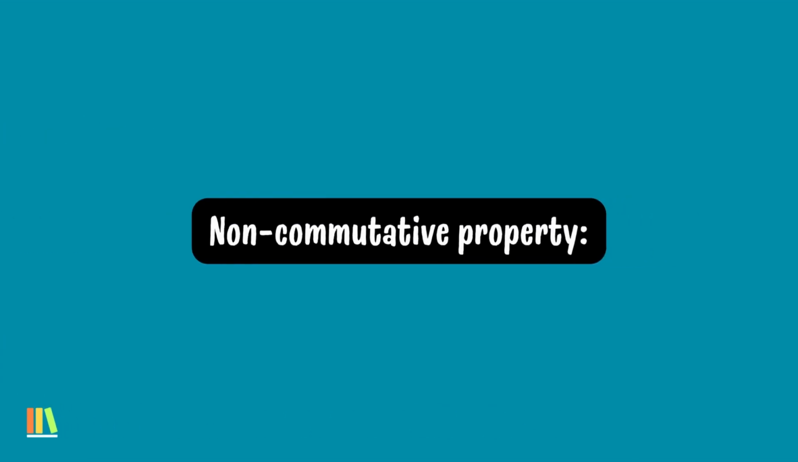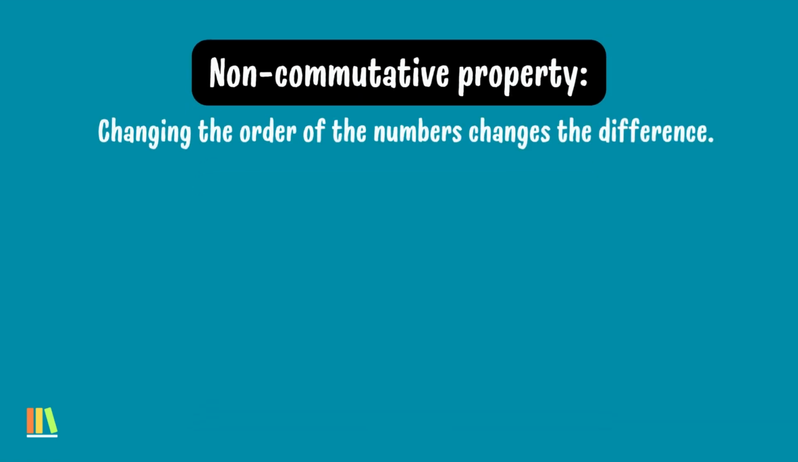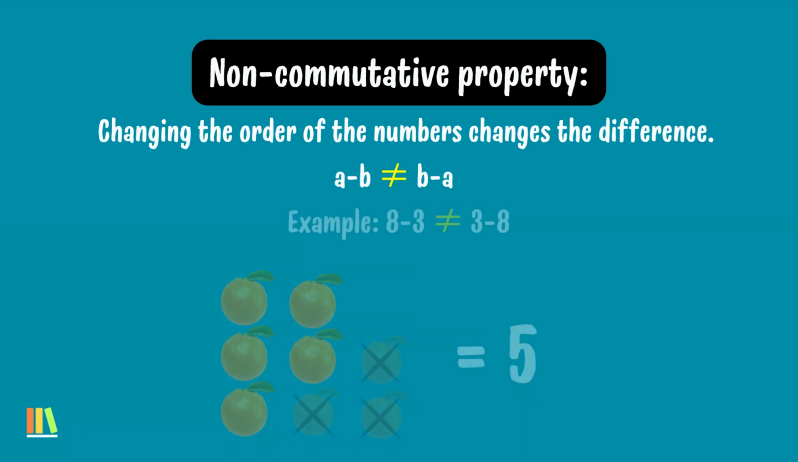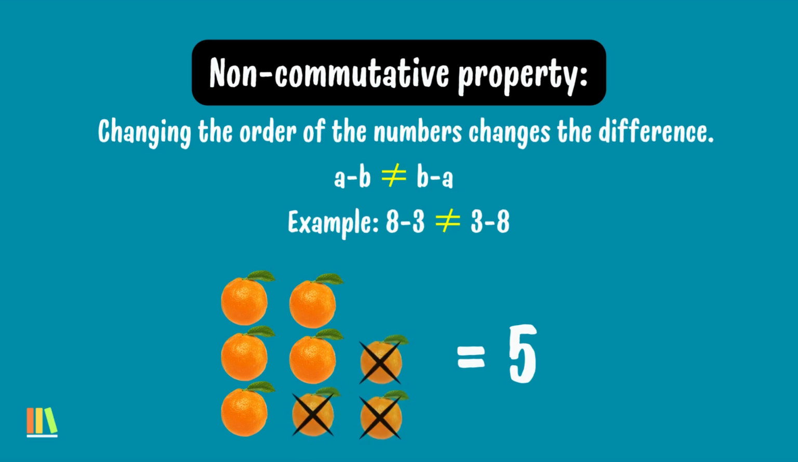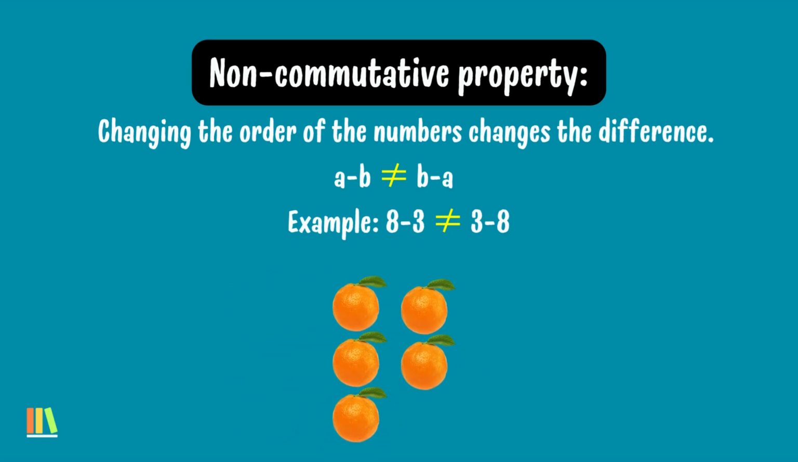Just like addition, subtraction also has different properties. The first one being non-commutative property. Changing the order of the numbers changes the difference. A minus B does not equal B minus A. Example, I have 8 oranges and I subtract 3 oranges. The total sum is 5 oranges. I'm left with 5 oranges.